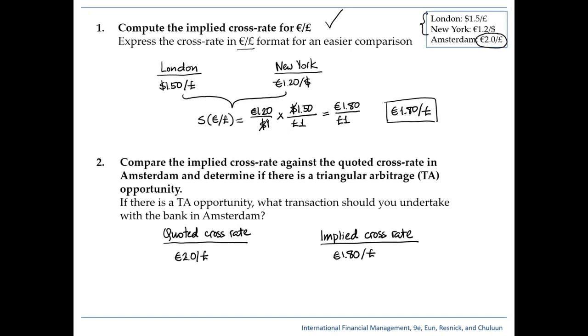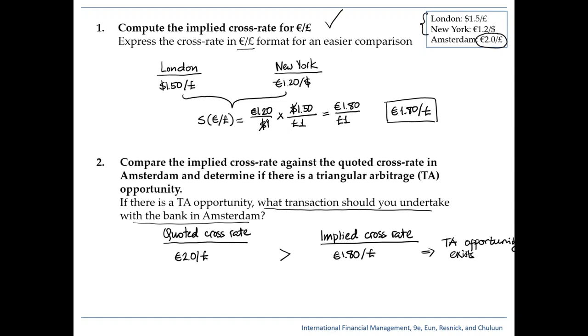But this rate of €2 per pound, this is your quoted cross rate by a bank in Amsterdam, so you can actually trade between euros and pounds at this quoted cross rate. So clearly these two numbers are not the same, so triangular arbitrage opportunity exists. Since these two numbers are not the same, in other words, what this means is the direct exchange rates are not aligned with the quoted cross rate. So what you need to do is you have to figure out what transaction should you actually undertake with the bank in Amsterdam.